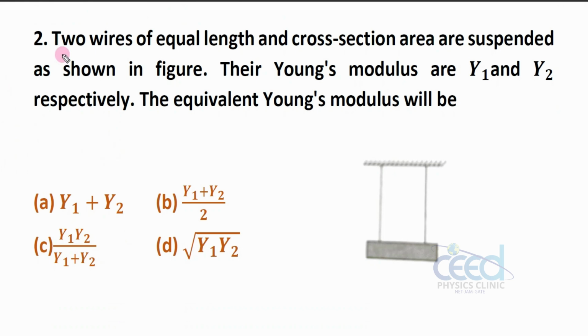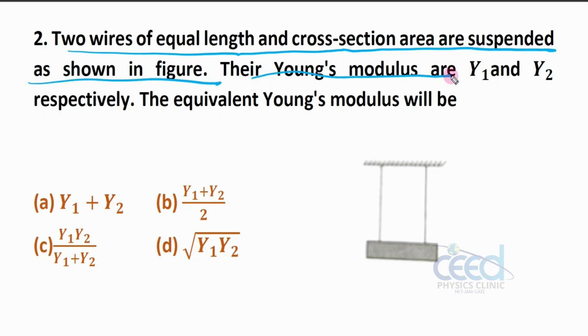See, two wires of equal length and cross-sectional area are suspended as shown in the figure. Their Young's modulus are y1 and y2 respectively. The equivalent Young's modulus will be, so we need to calculate equivalent Young's modulus.